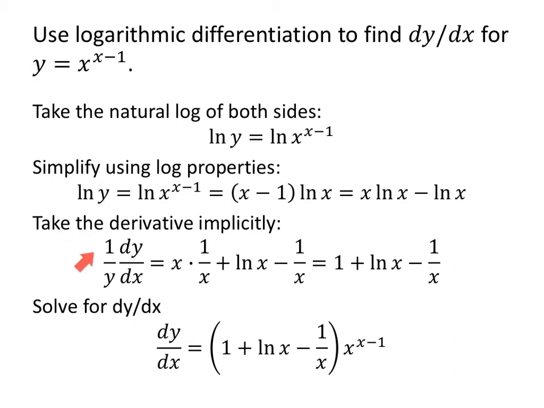The derivative of the natural log of y is 1 over y times dy/dx, which equals the derivative of x times the natural log of x: first, derivative of the second, plus second times the derivative of the first, which is times 1. Minus the derivative of the natural log, which is 1 over x. x times 1 over x makes a 1. 1 plus the natural log of x, minus 1 over x, is equal to 1 over y times dy/dx. So to get dy/dx by itself, we'll multiply both sides by y. y is x to the x minus 1. There we have it. You could distribute if you prefer, but leaving it there is fine with me.